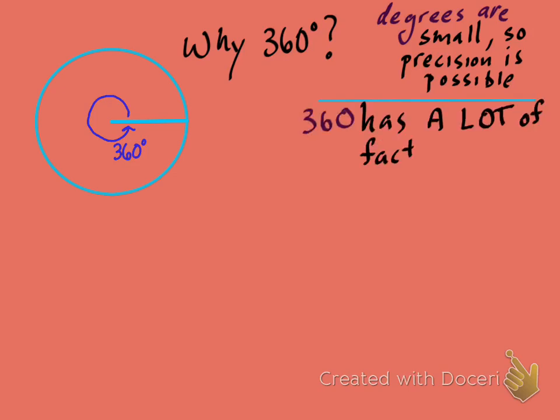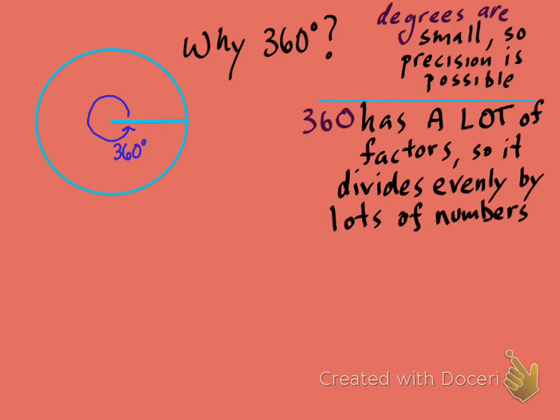Also, 360 as a number has a lot of factors. You can divide 360 evenly by lots of different numbers. That means you can take a circle and divide it into equal sections of lots of different numbers of sections that are all even. So you can divide a circle into 2 parts, into 4 parts, into 6 parts, into 12 parts, into 10 parts, into 5 parts, into 20 parts. You can divide a circle in lots of different ways to have evenly divided sections, because 360 has a lot of factors. So 360 is a good number to use, but it's kind of arbitrary.